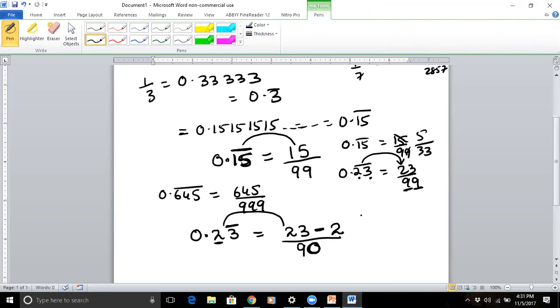So if I give you 0.23 with the bar on 3, that would be 23 minus 2 divided by 90. That's going to be 21 by 90. Dheeraj, 233 by 10,000 is still not 0.2333333, right? I need the exact fraction for it. I can't give an approximation for it, right?